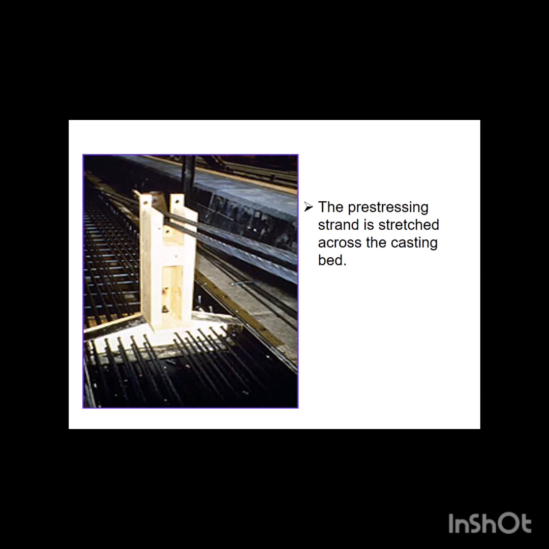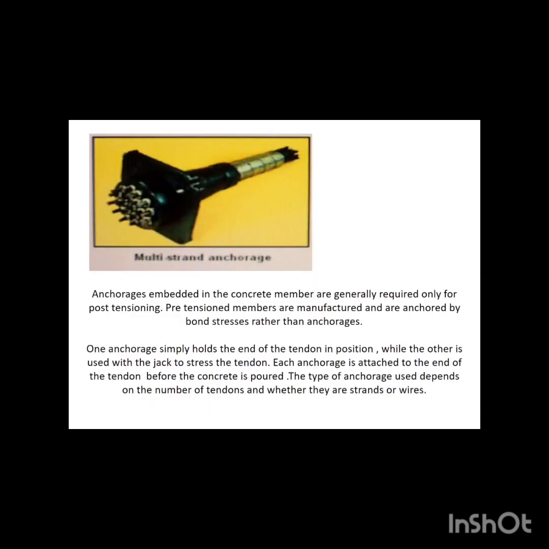It begins at a pre-stressed concrete plant. The pre-stressing strand is stretched across the casting bed. Anchorages embedded in the concrete member are generally required only for post-tensioning. The pre-tensioned members are manufactured and are anchored by bond stresses rather than anchorages.